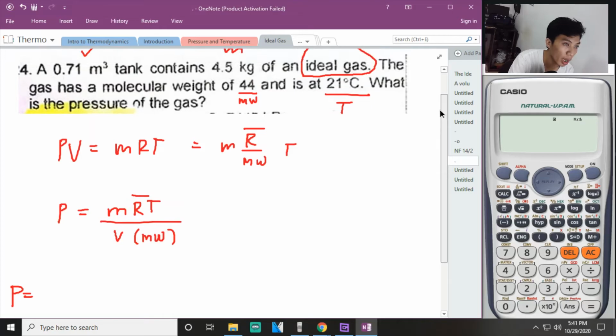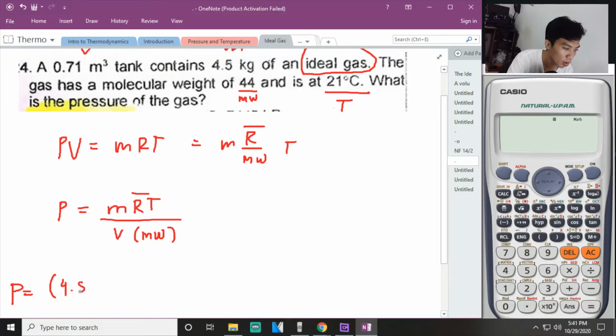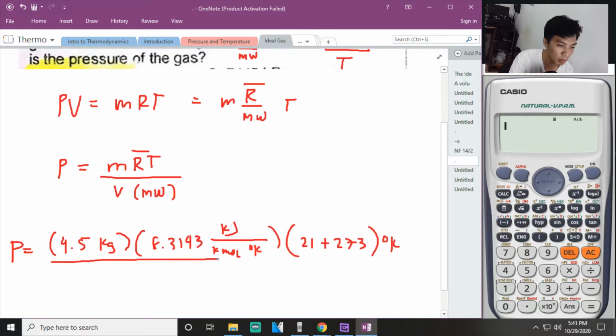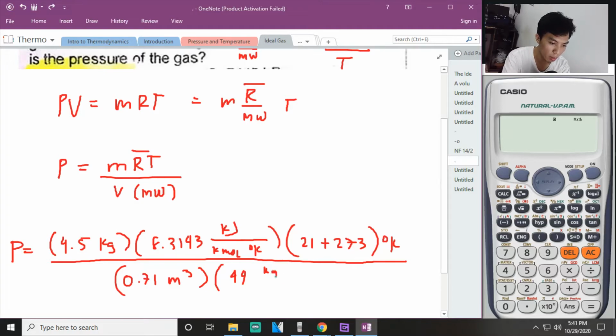So, meron kang M na 4.5 kilos. Tapos R bar, 8.3143 kilojoule per kilomole degree Kelvin multiply to temperature, 21 plus 273 degree Kelvin. Divided by volume, which is 0.71 cubic meters. Tapos molecular weight, which is 44 kilogram per kilomole.